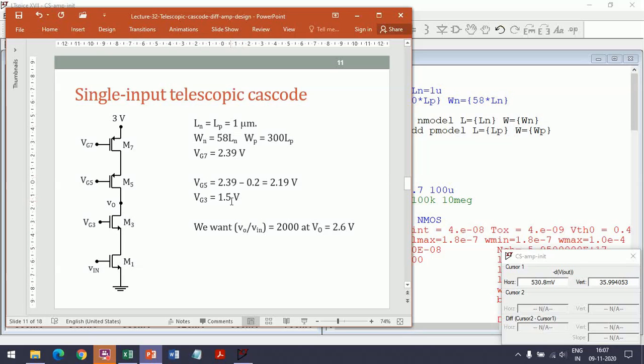So with these values, we want VO over Vin to be 2000 for this circuit, at VO equal to 2.6 volts. All right, so let us put these values in a single input telescopic cascode and simulate it.